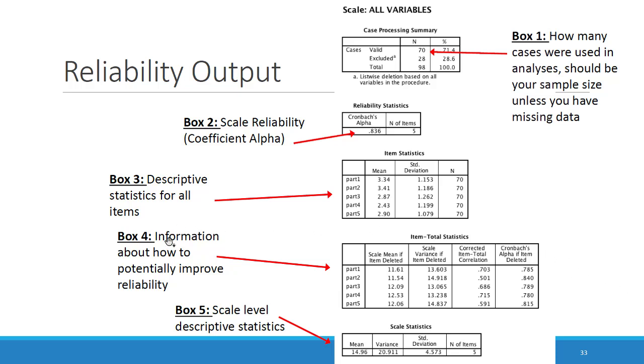So basically, this box 4 gives you some diagnostics. And if you're getting a negative alpha or a very low alpha, it can help you maybe determine whether one of your items is the wrong item that you're including, or if maybe you've forgotten to reverse code it. Box 5 is the scale level descriptive statistics, which we don't need to pay attention to here.